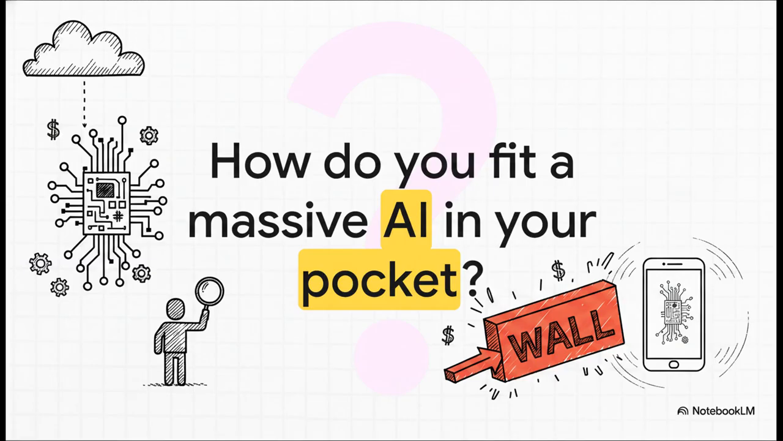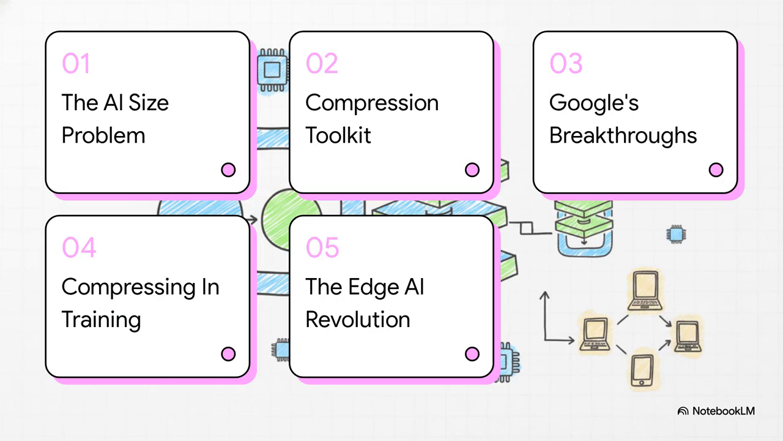Because look, as the industry moves from experimental foundation models into widespread production, the sheer physical and economic costs of that massive scale are hitting a brick wall. Here is how we're going to break this down today. We'll start with the AI size problem, move into the model compression toolkit, look at Google's efficiency breakthroughs, explore compressing during training, and finally, look at the edge AI revolution.